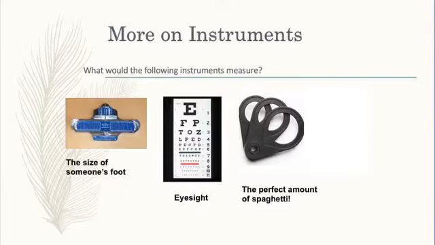So how does that relate to what we're doing? This is going to measure the size of someone's foot. It's going to be pretty reliable. This is going to look at eyesight. I don't know how reliable those things are because I can fool them, even though my eyesight's not very good. And we can look at the perfect amount of spaghetti, though I don't really know how that works, I guess you put the spaghetti in that, it doesn't matter.